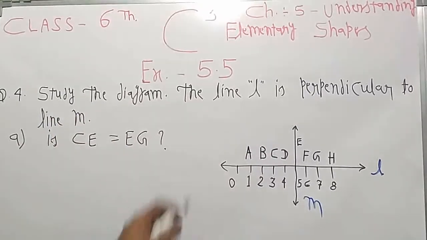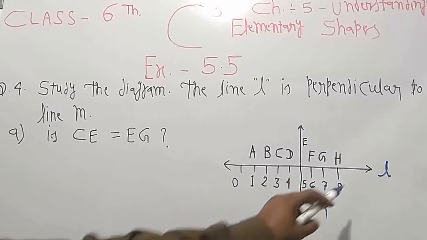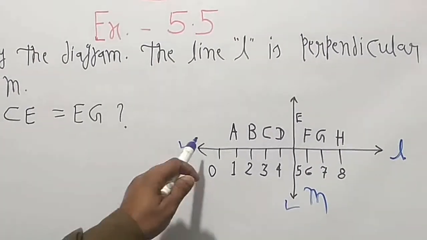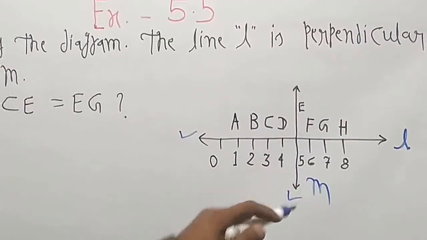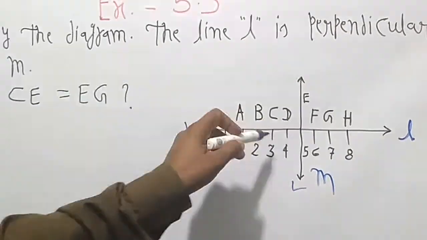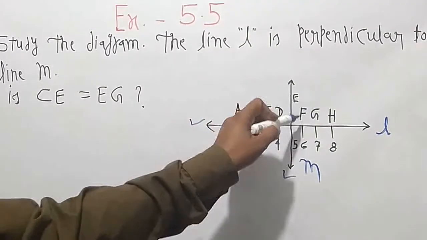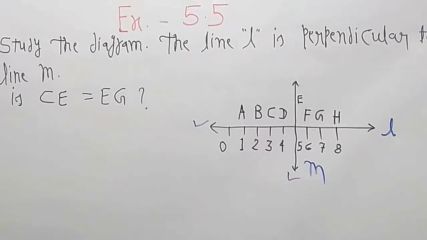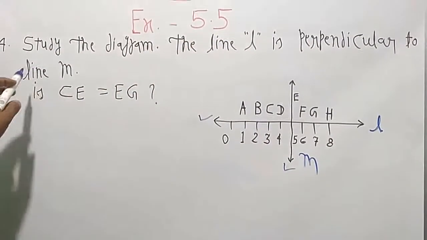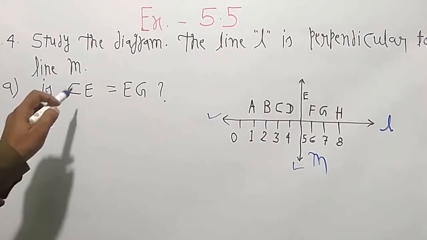Study the diagram. This is the given diagram in which the numbers 0 to 8 are given. This is the line L, and this is the line M. On line L the numbers 0 to 8 are given, and line M is perpendicular to L. The letters A, B, C, D, E, F, G, H are also given to the numbers 1 to 8. The line L is perpendicular to line M, which I already told you. And this is part A: is CE equal to EG?